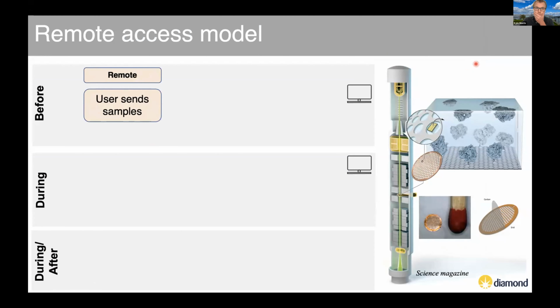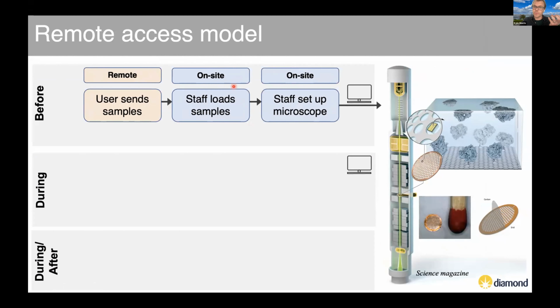So our training and remote training really works because we already have a remote access model that is working. And that is that a user sends their samples from a remote location, from their home institute, and then there's a staff member on site who will load those samples. That staff member will also set up the microscope to be optimal for the experiment. Really, that is known because of a lot of communication that happens between us and the user. This sounds quite familiar to another facility you just heard about. And that planning allows us to set up the microscope perfectly for that user.